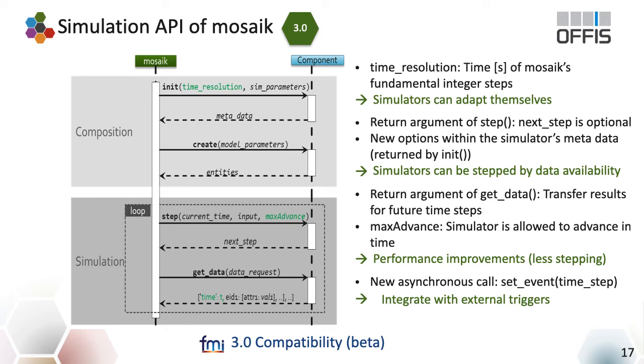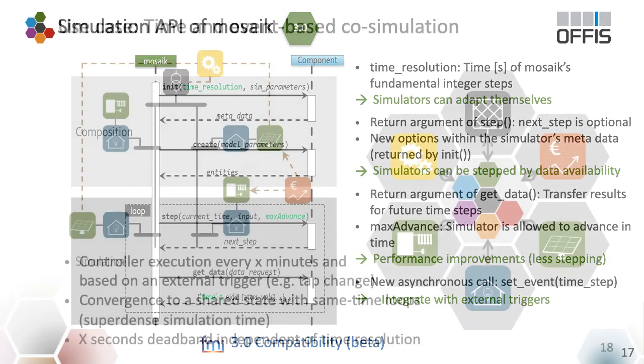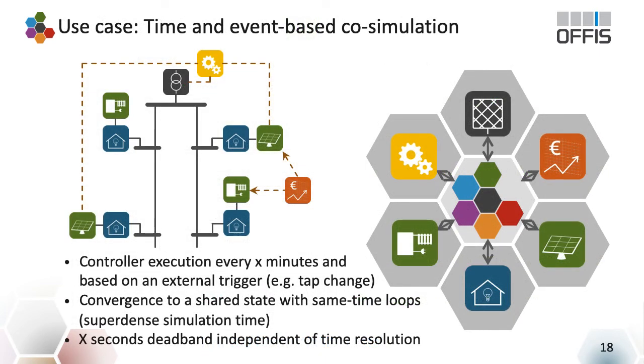And now I'm nearly about to go to the last part of my presentation here. And this is the last feature of the new Mosaic API, that we also now have an asynchronous call with a set event. And this is just so that external triggers can be integrated in a Mosaic simulation. And I will speak about this in the next slides when I speak about use cases.